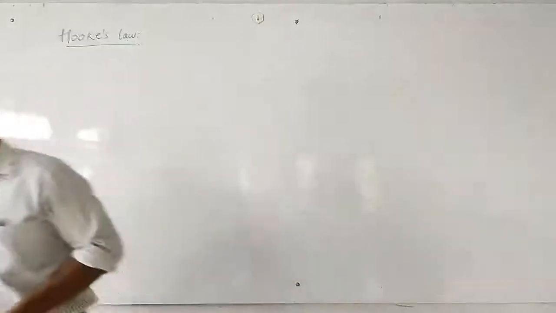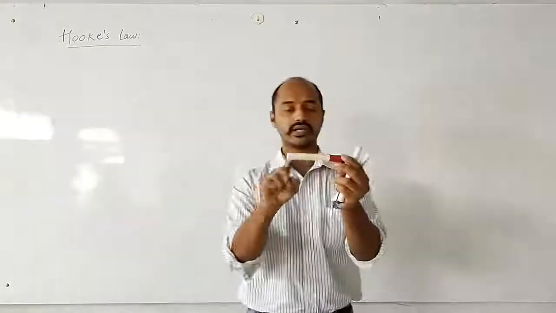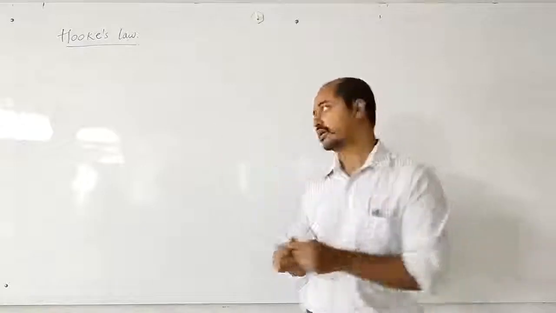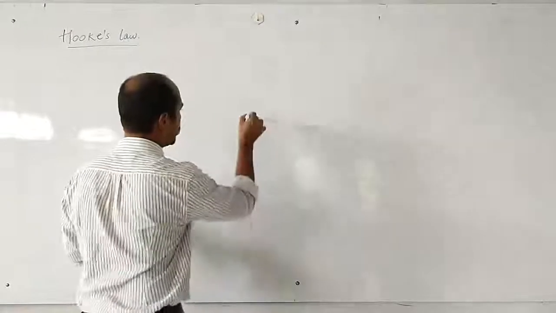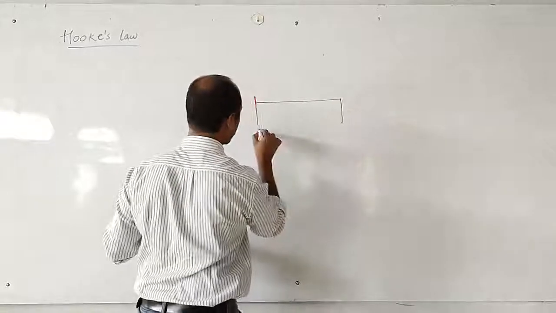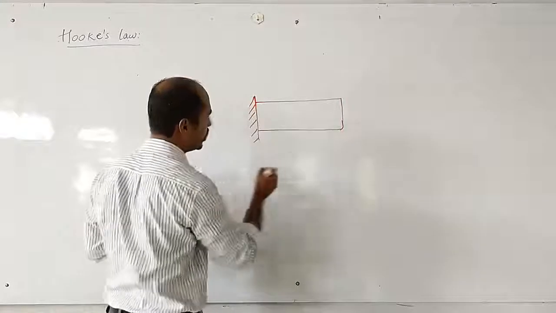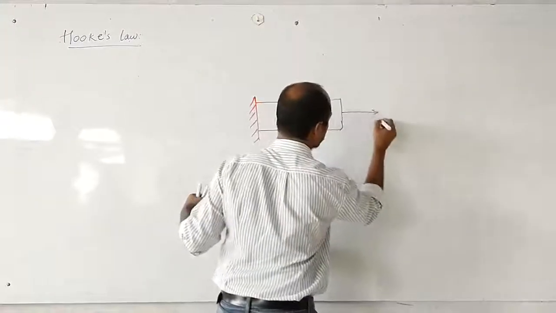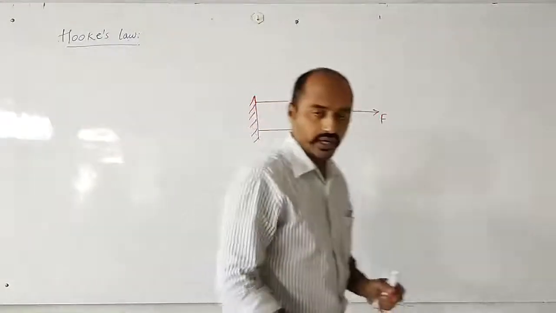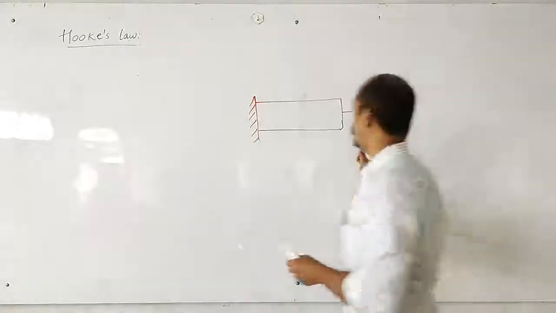Let us take a body. I have taken one rod and I have applied force on it. Draw this diagram and see. Take a rod which is fixed at one end, and at the other end let us apply a tensile longitudinal force, right? Now if I apply the force and pull it, what happens? The body elongates.